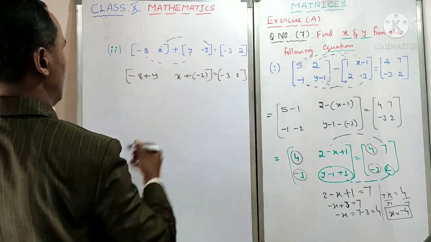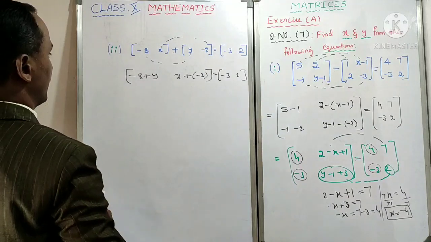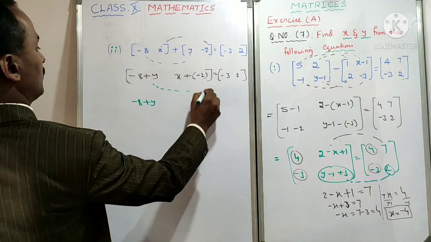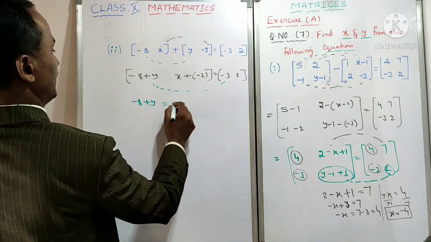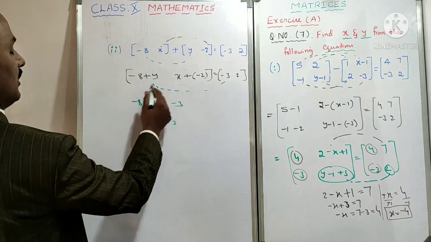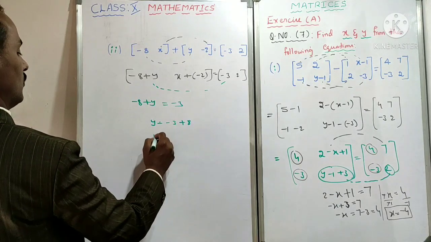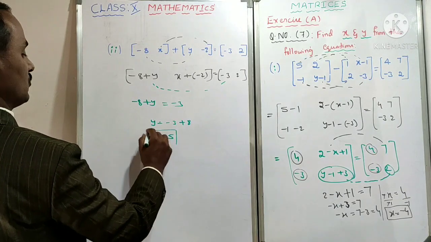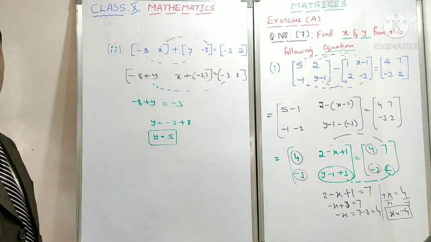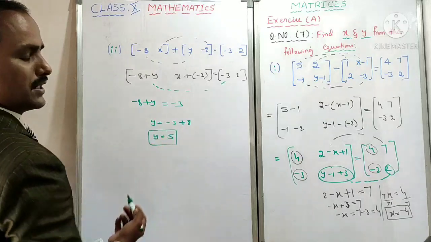Now what is the final step? Minus 8 plus y is equated to minus 3. Then I want y. Y is equal to minus 3, minus 8 goes to that side, plus 8. Y is equal to 5. Minus 3 plus 8, subtract 3 from 8, 5 will come. The greater number is positive, so plus 5.